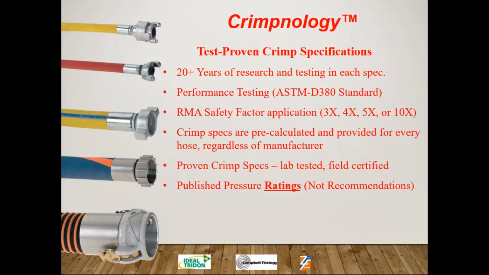Crimp specs are pre-calculated, provided for every hose, regardless of manufacturer. So as far as the hose is concerned, we've tested them all. So we don't mind what hose you're using, other than steam applications, which are specific to 3 manufacturers. Proven crimp specs, lab tested, field certified. Like I said, we test and test and test. And these are pressure ratings, not recommendations. We're standing behind it. You follow our procedures, use our specs, we're guaranteeing performance.